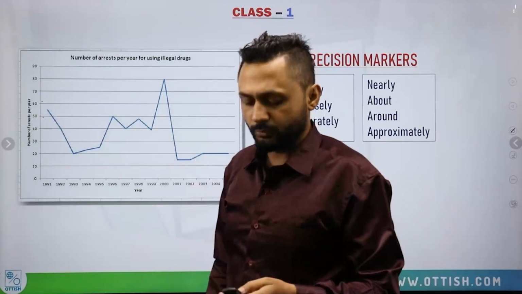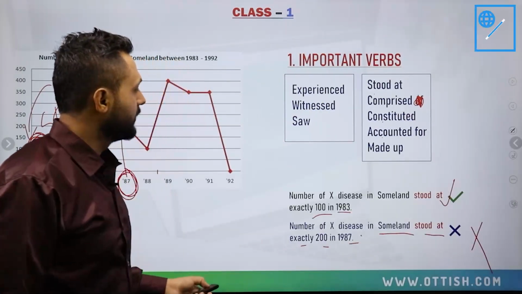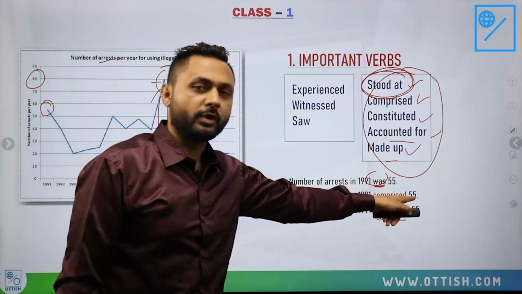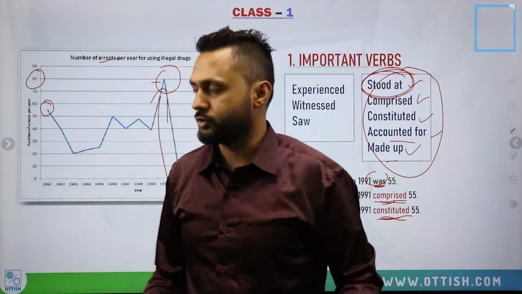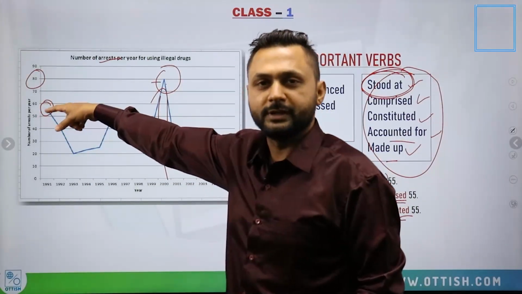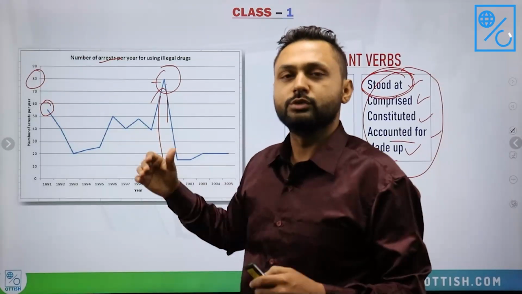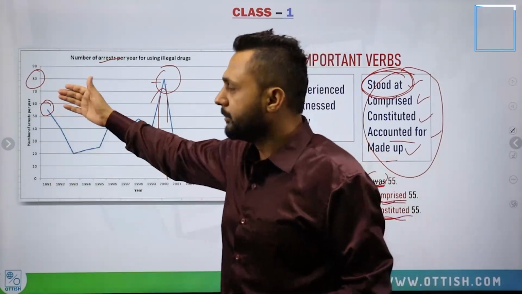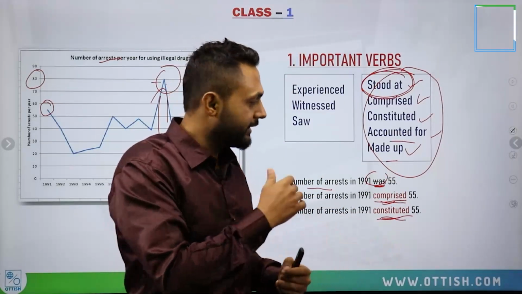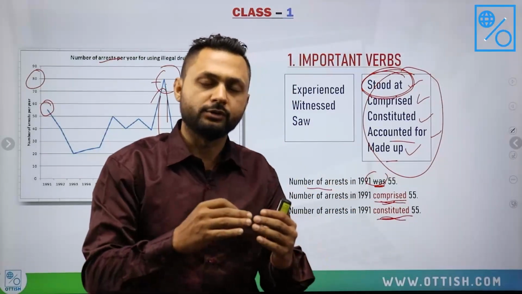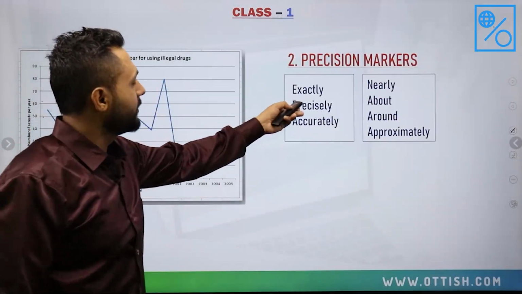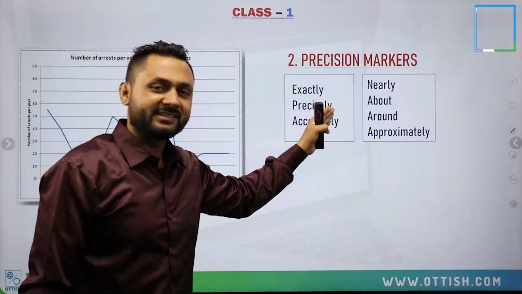So you cannot simply write comprised 55 because we are not sure about this. Is it 55? It is not. It is somewhere between 50 and 60. So what you need to do is you need to use precision marker here. You must write comprised nearly 55. So if you write nearly 55, then you are always on the safe side. You must use these precision markers, so the data can be exact or near.